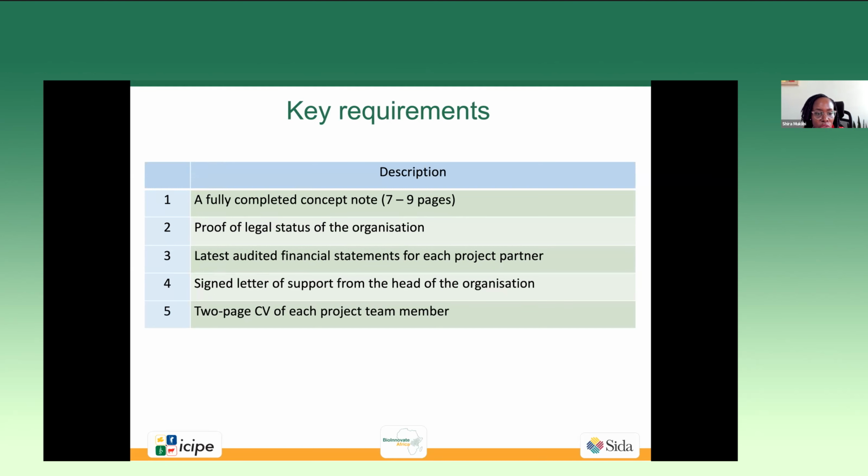and so on and so forth. And then, of course, your latest financial statement. And for that one, it should also be uploaded. But if it's not available, you can still upload a commitment to supply that in case your concept note is shortlisted. And then, of course, the signed letter of support, which shows the commitment from your organization to support your project, especially when it comes to matching fund, and then also a 2-page CV of each project partner.